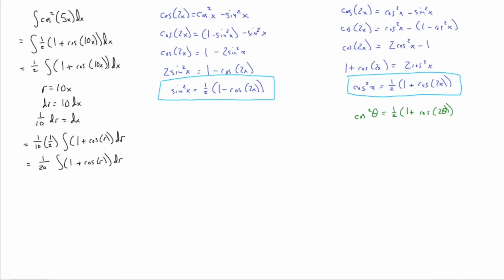constant. Combining the 1/10 and the 1/2, we have 1/20 the integral of 1 plus the cosine of r dr. This is a very easy integral. You have to be a little bit careful. The integral is with respect to r, so the integral of 1 is r, and you get 1/20th times the quantity r plus the sine of r, all plus a constant. Turning this back in terms of x, r is equal to 10x, and then all that's left is to simplify. And distributing the 1/20th, 10 over 20 is a half, so you get 1/2 x plus 1/20th the sine of 10x plus a constant.